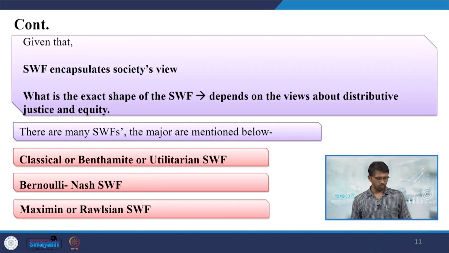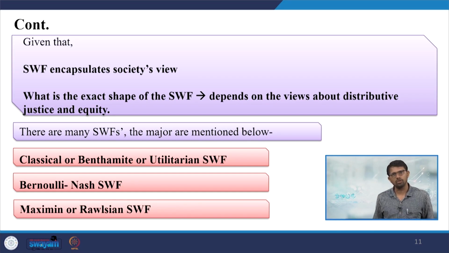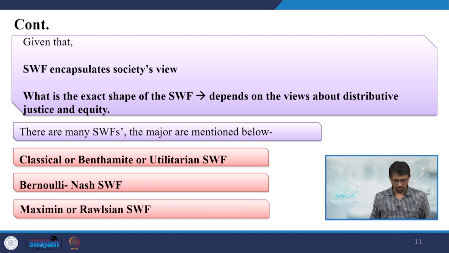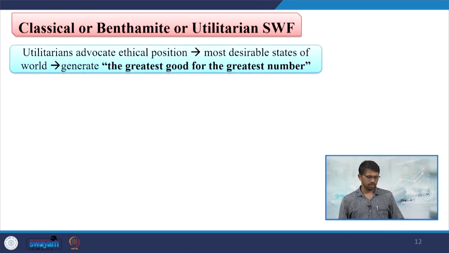So, SWF encapsulates society's views. What is the exact shape of the SWF, that really depends on the views about distributive justice and equity. There are many social welfare functions. The major ones are discussed here. Broadly three we are discussing: the classical or Benthamite utilitarian social welfare function, the Bernoulli-Nash social welfare function, and the Max-Min or Rawlsian SWF.